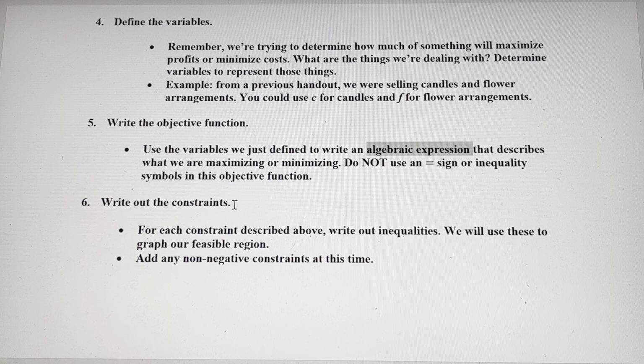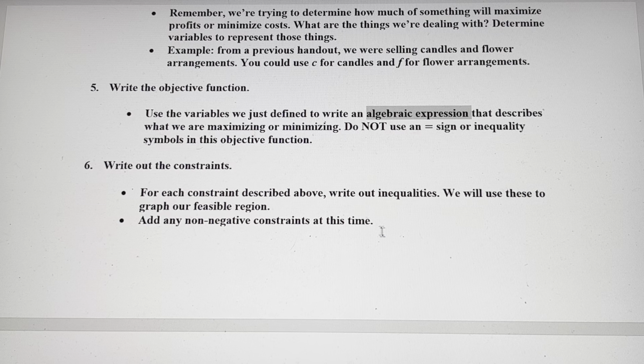Write out the constraints. This is going to be our system of linear inequalities. Based on the wording of the problem, we're going to write out 2, 3, or 4 inequalities to help us determine the values we need to check in order to maximize or minimize. We can add any non-negative constraints. I'm not going to actually write those out as an inequality, but we will talk about those.